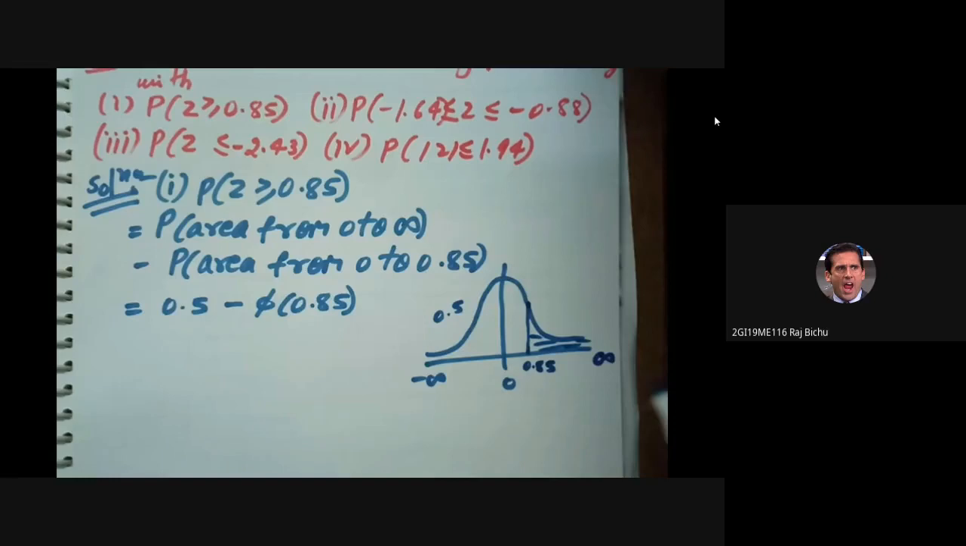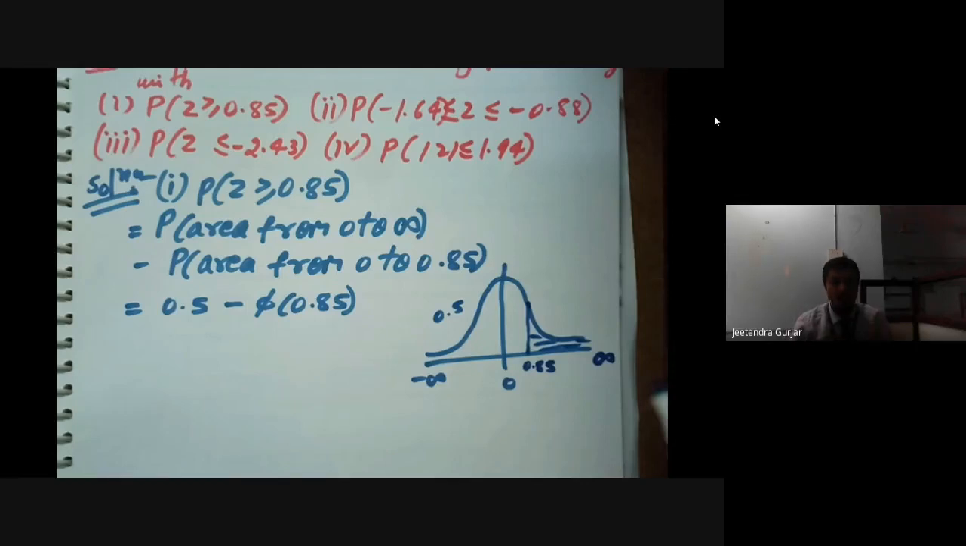Excuse me, sir. Yes, tell me. So how 0.5? 0.5, that is half of the curve, which is symmetric. This side from 0 to minus infinity, I have to take as 0.5. Okay, sir. Half of the curve, yes.